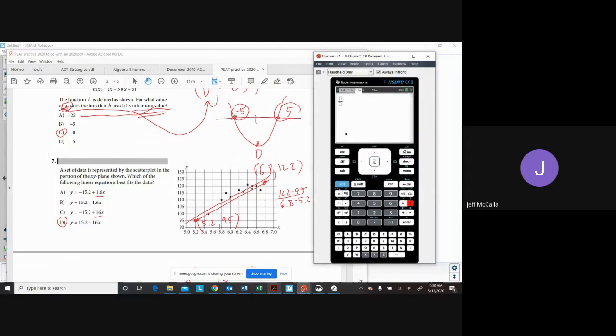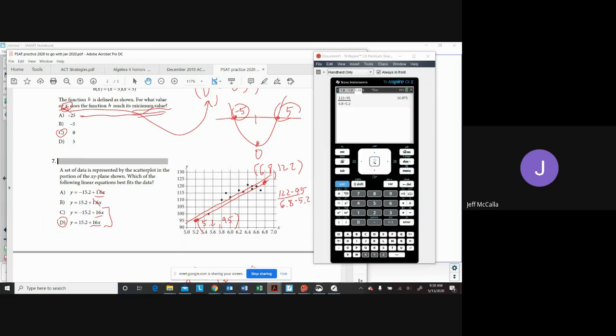And I guess you do 122 minus 9.95 over 6.8 minus 5.2. That's 16 point something. So right away, I know it's not one of these. Does that make sense? It's got to be one of these two because the slope is 16-ish. Like it looks like it's about 16.